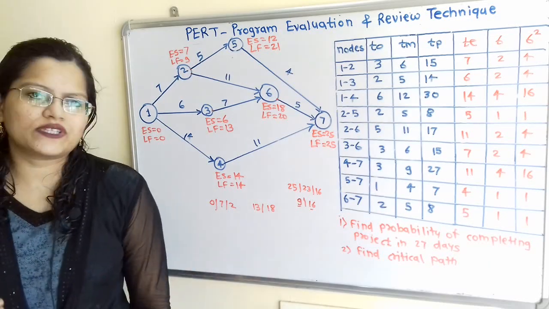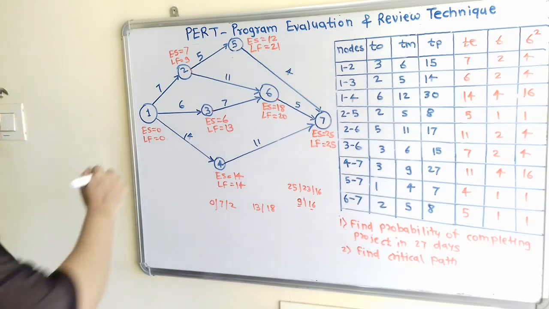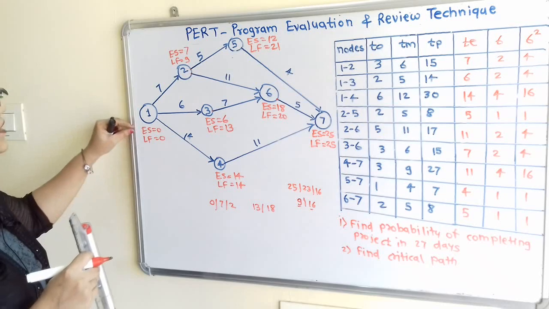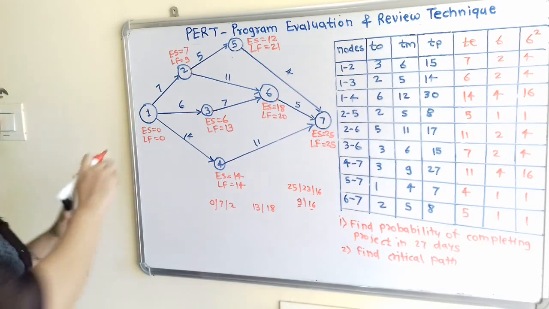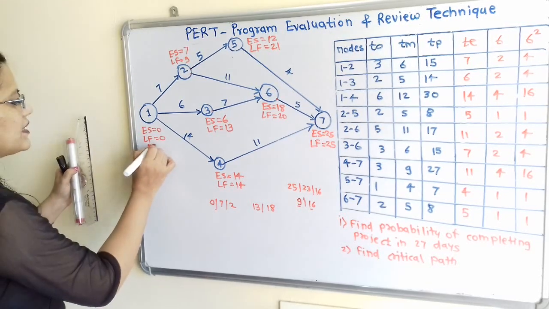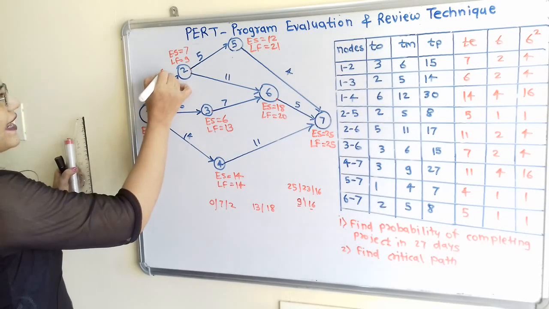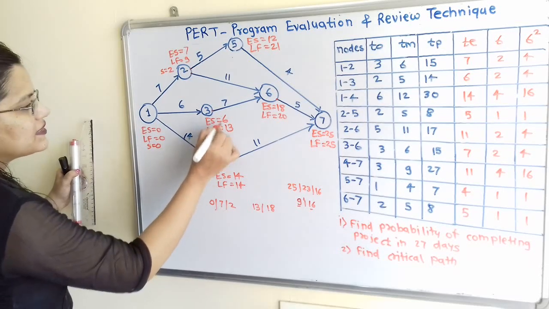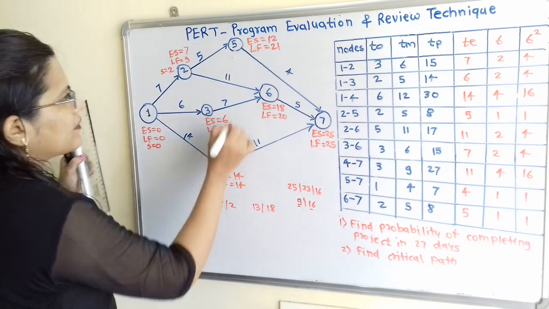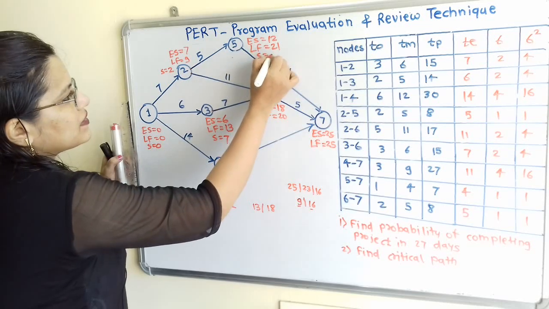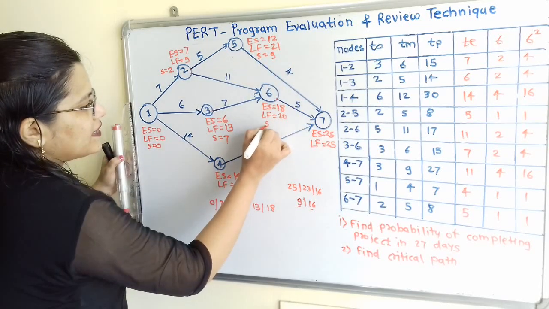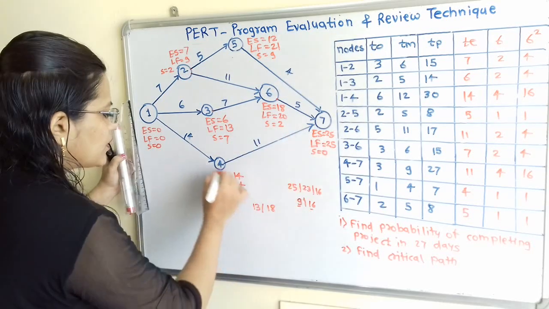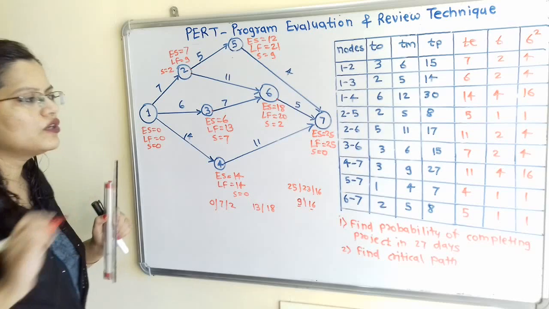Now how to find out the critical path? For that we will calculate the slack. Slack means the positive difference between the ES and LF. So we will calculate the difference. At node 1 it is 0. What is the slack at node 2, that is 9 minus 7, 2. At node 3 it is 13 minus 6, that is 7. At node 5 it is 9. At node 6, 20 minus 18, that is 2. At node 7 slack is equal to 0 and at node 4 slack is equal to 0.